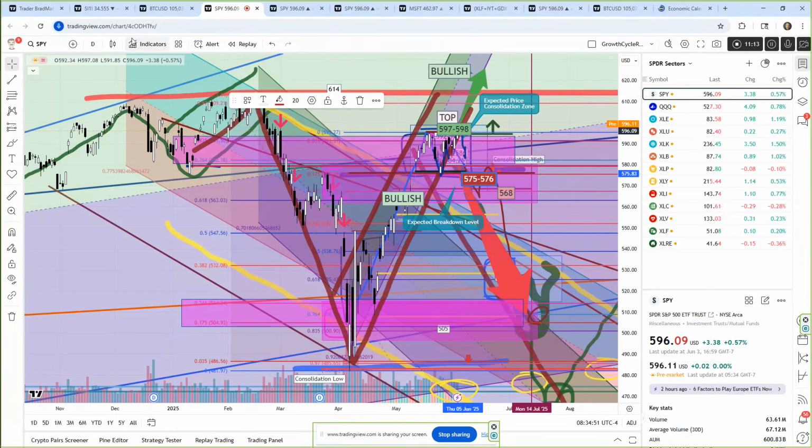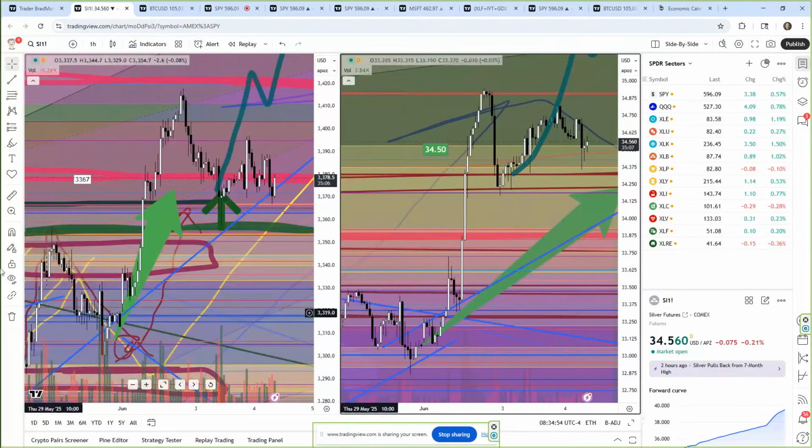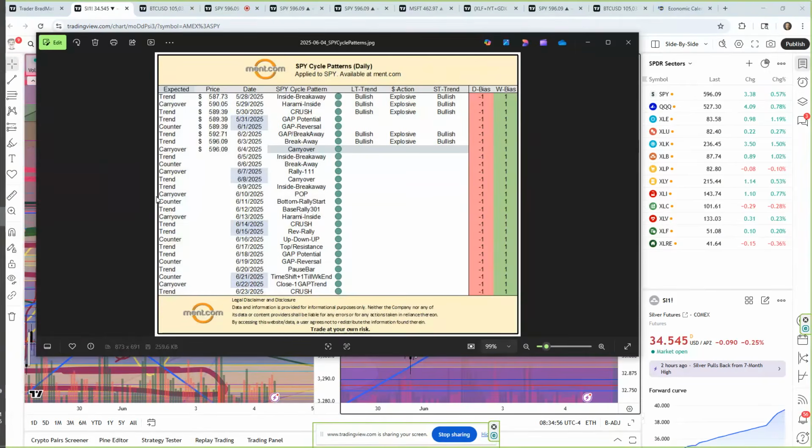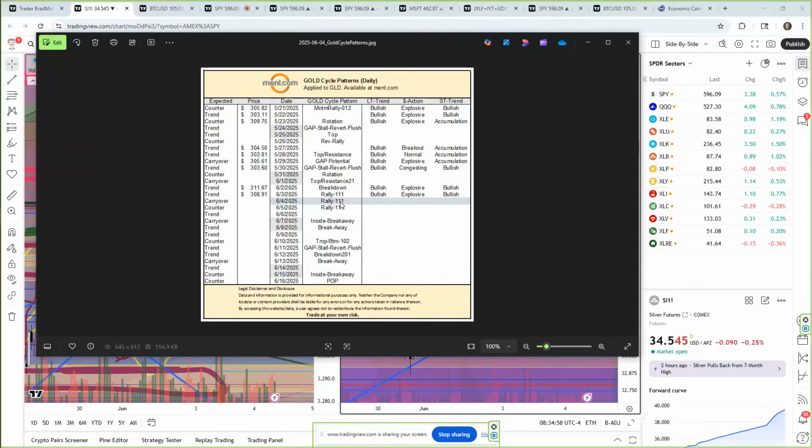We will come over now to gold and silver. Gold and silver have moved into my rally phase. We didn't get much of a move yesterday, but boy, did we get one on Sunday, Monday. That was a big move over the weekend. We are in a rally phase, bullish in carryover trend. Then we get the rally phase in counter trend mode. Then we get a blank day on Friday. We do get a temporary bottom in counter trend mode on Tuesday the 10th. Gap stall, revert flush, breakdown in trend mode, then breakaway.